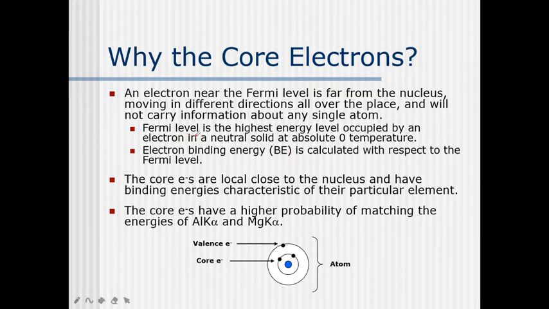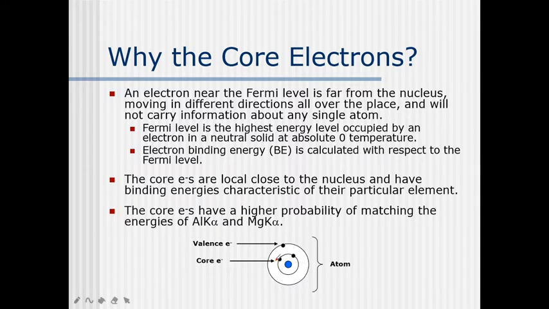Why does this happen? It is because the Fermi level is the highest energy level occupied by an electron. So we try to understand the amount of energy to be given so that the electron gets ejected out. The core electrons are local to the nucleus. Obviously, when we compare valence electrons and core electrons, the core electrons are nearer to the nucleus. And the binding energy of such core electrons is very characteristic of that particular element. Now, potassium will have a particular core binding energy. The sodium will have some particular core binding energy.